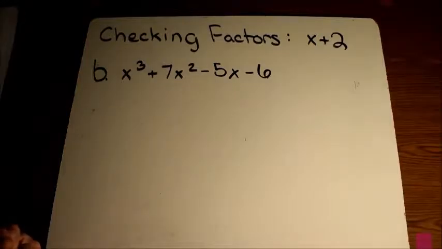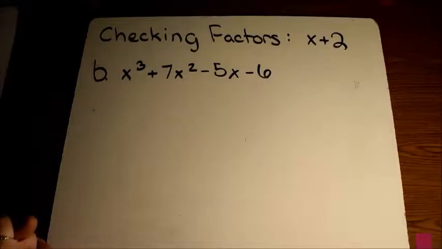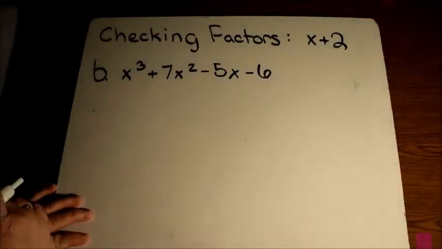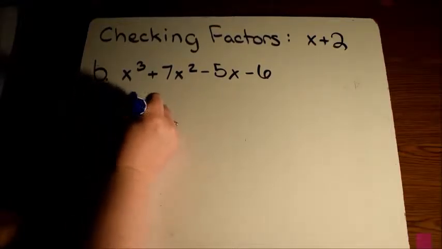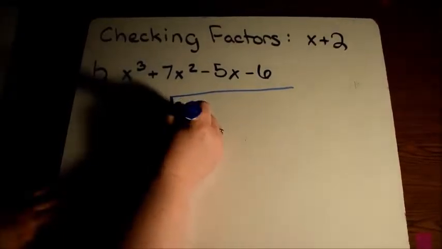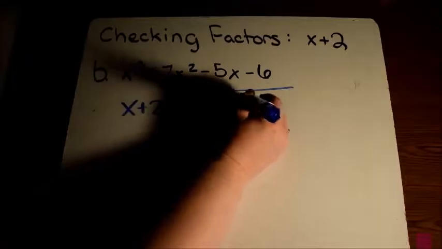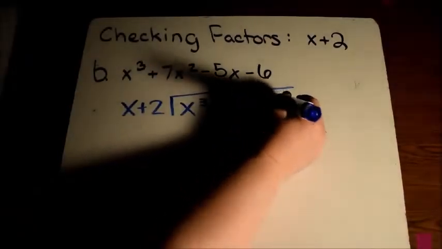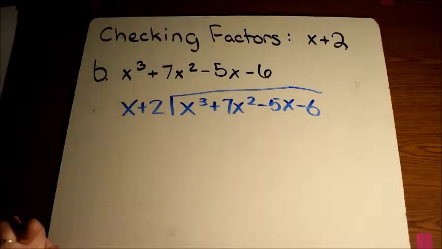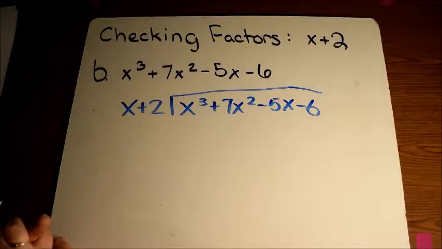It was so much fun to check that factor on the last polynomial. Let's do the same thing again. So we're going to divide this polynomial by that linear expression. So x plus 2, x cubed this time, plus 7x squared, minus 5x minus 6. So it's only a factor if the remainder is 0. So let's see if we get a remainder of 0.